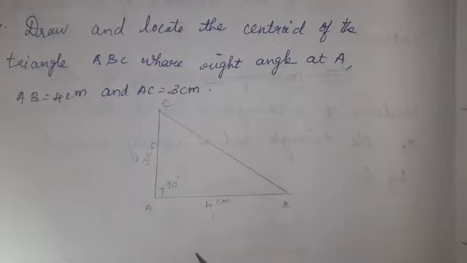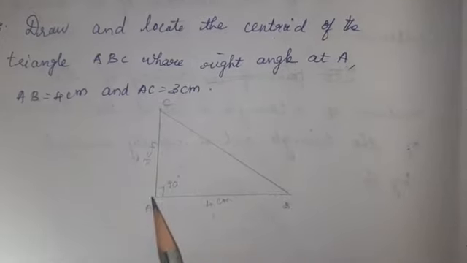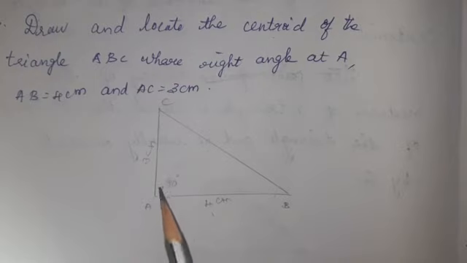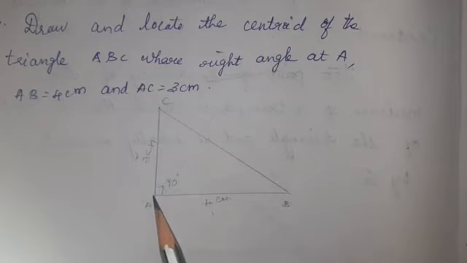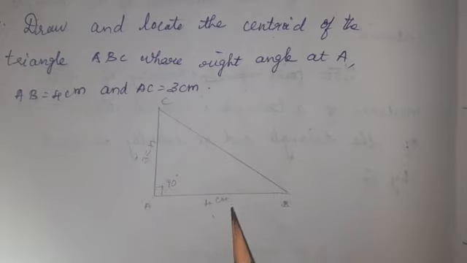How to draw this fair diagram: draw a line segment of 4 cm. Keep the protractor at point A and mark 90 degree. Then draw the 90 degree line. After that, using the compass, measure 3 cm, keep the compass needle at A and cut that line. Then join BC. You will get a triangle. After that, you draw the centroid.